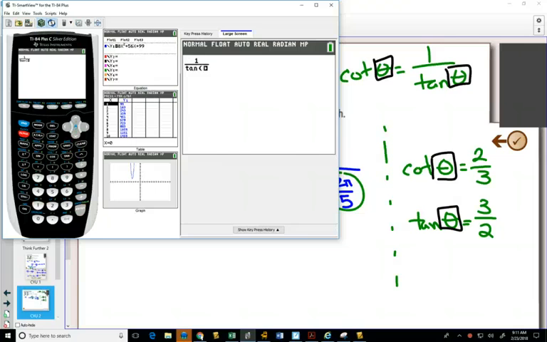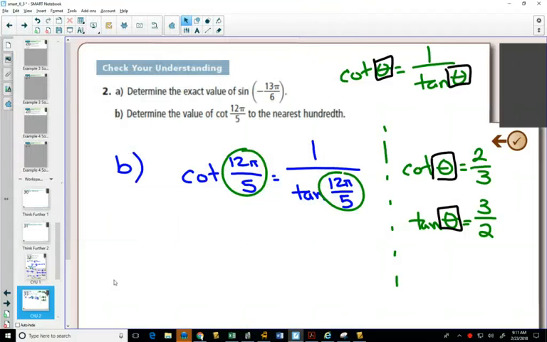I'm going to use the fraction button again. The nice thing about the fraction button is you can have things match up perfectly with how you wrote them in your notes or how it shows up in the textbook. Pushing enter here, we find out that we have 0.32 to the nearest hundredth.